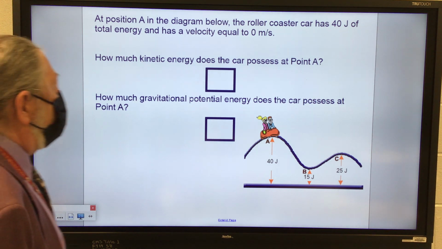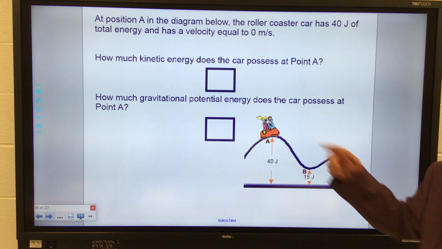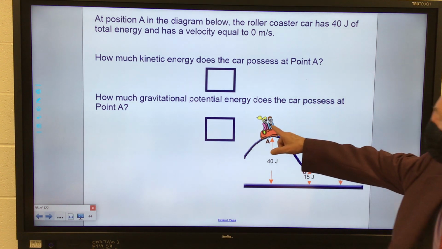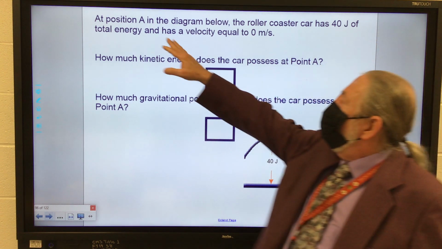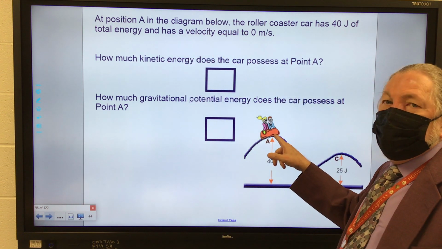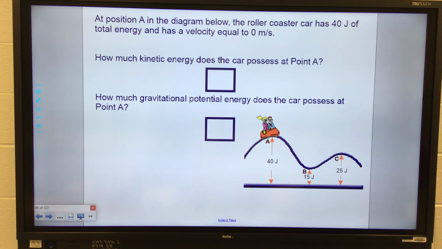Okay, so let's look right here. Here's our roller coaster. All these people look like they're happy, don't they? So at position A, here's position A. At position A in the diagram below, the roller coaster car has 40 joules of total energy and has a velocity equal to 0. That's at full potential energy, isn't it? Okay? So how much kinetic energy does the car possess at point A?